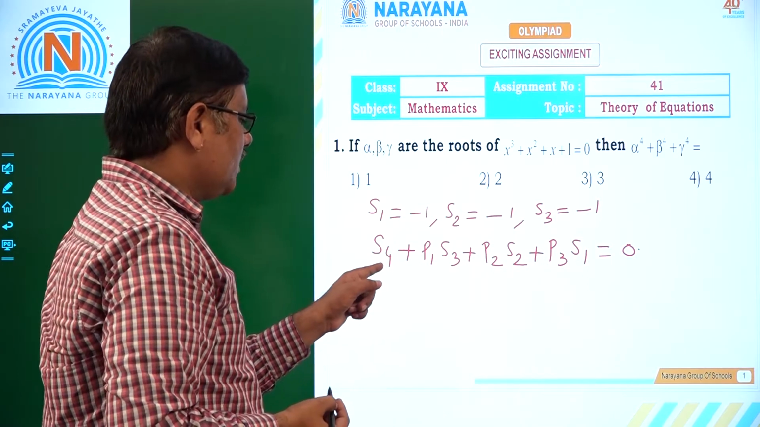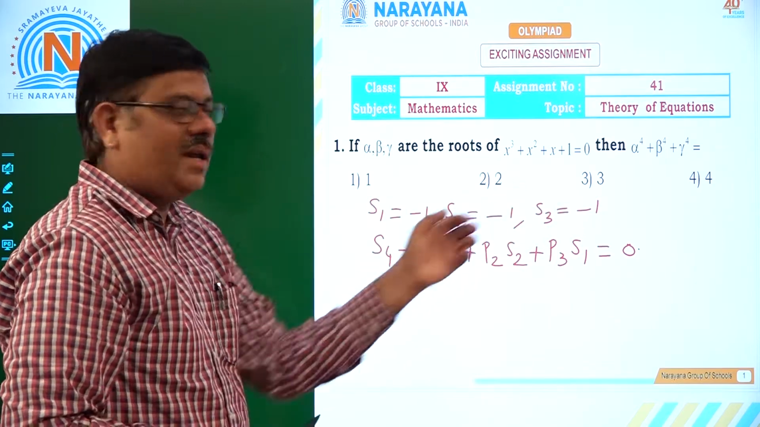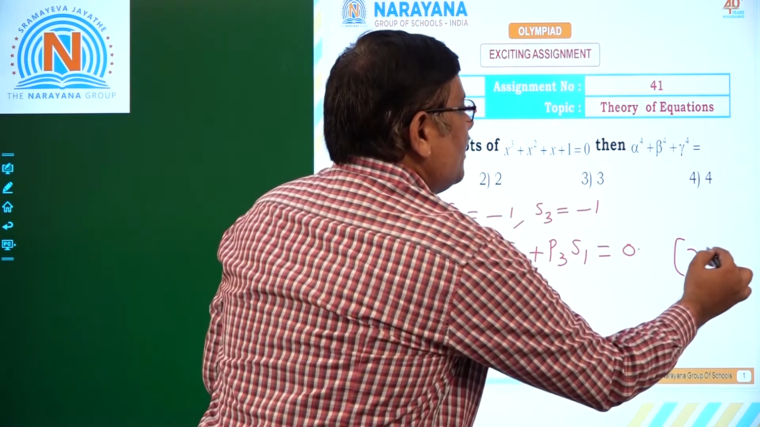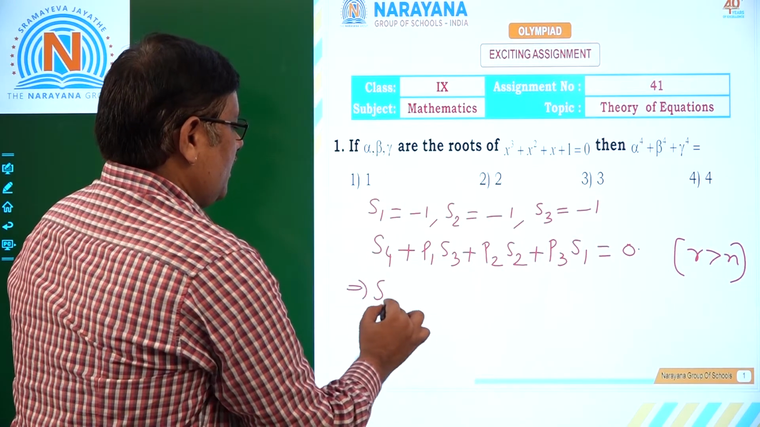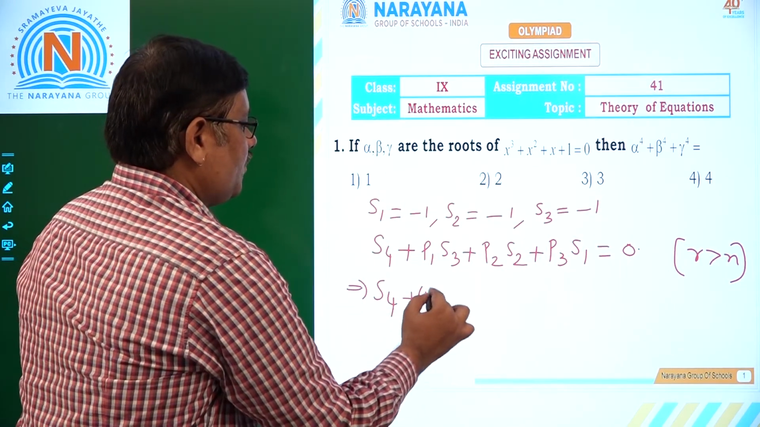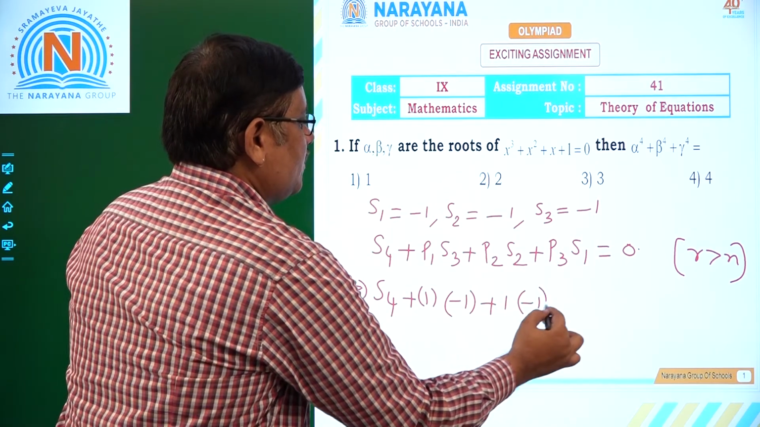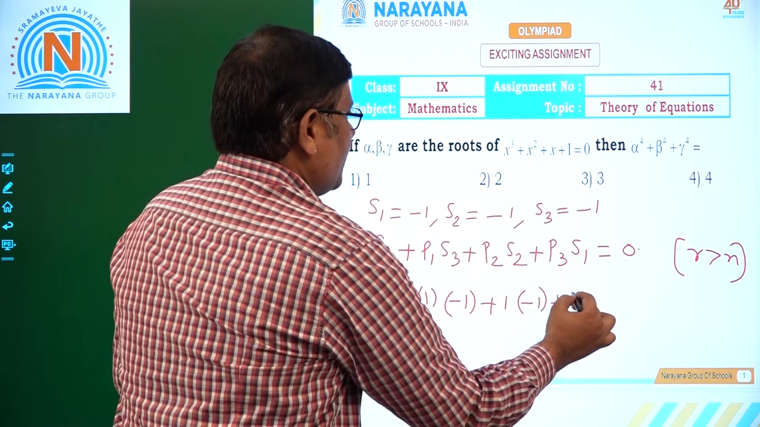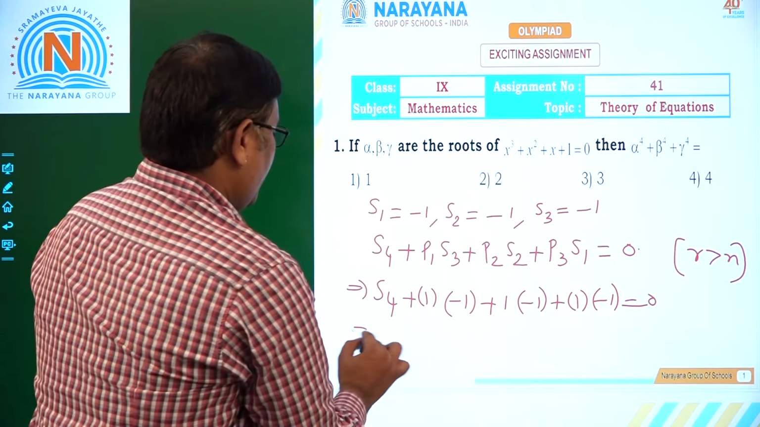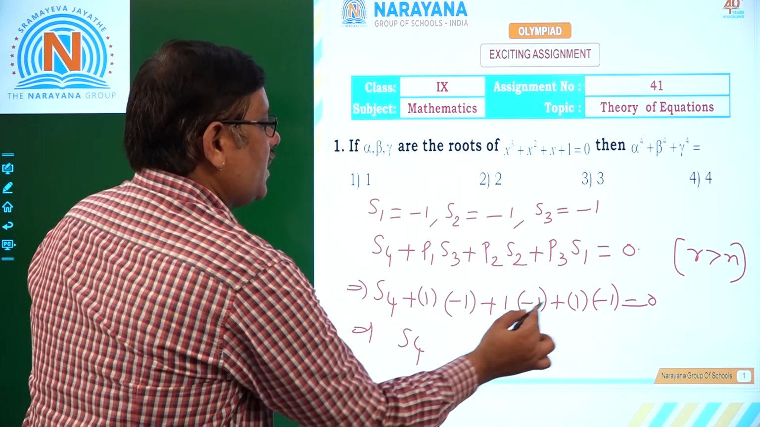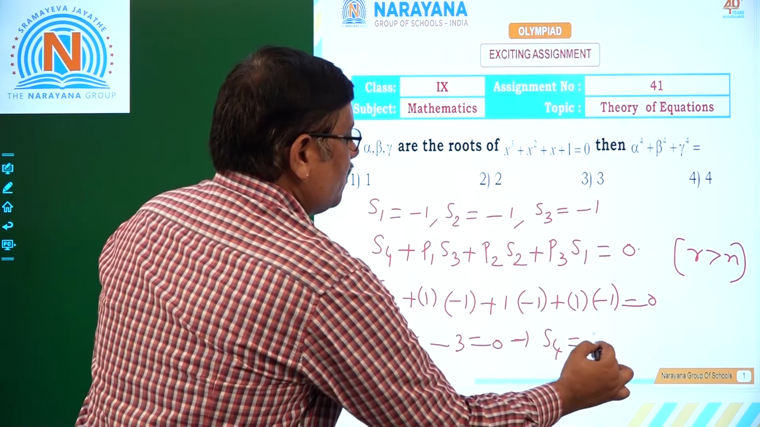In this case if you observe, r is 4 but the number of roots is only 3. r is more than n. If r is more than n, in this case we will get this expansion. That implies S4 plus P1 is 1, 1 into S3 is minus 1, plus P2 is 1, S2 is minus 1, plus P3 is also 1, into S1 is minus 1, that is 0. It implies S4 minus 1, minus 1, minus 1, that is minus 3, is 0. It implies S4 is equal to 3.